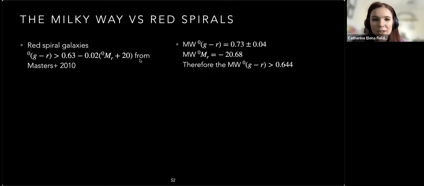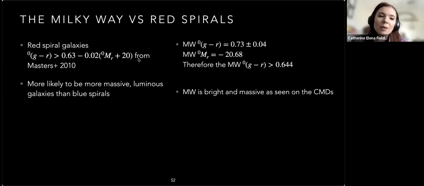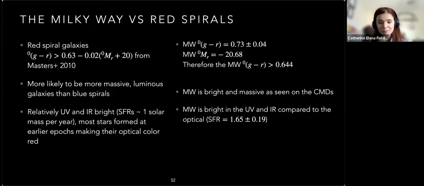So red spirals are more likely to be the massive and luminous compared to the blue spirals. And we've already seen that in the color magnitude diagrams that I've showed you, especially in the optical, for example, where the Milky Way looked quite massive and bright compared to your average star-forming spiral.